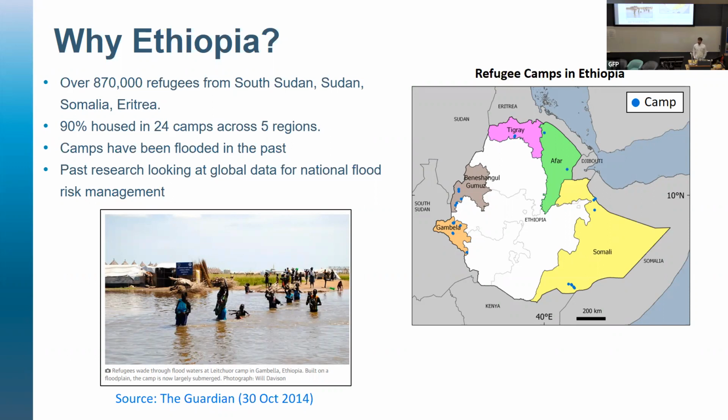These camps have a history of flooding in Ethiopia, which shows that it's important to understand the exposure of these camps. The image on the bottom of the slide shows the aftermath of a flood event in 2014 in the Gambela region of Ethiopia, which actually led to the closure of a refugee camp and the relocation of those refugees. And finally, we've done past research in Ethiopia through the Water Security and Sustainable Development Hub with partners out in Ethiopia, looking at the usefulness of global data used in a national context there. So this work really builds on that previous research.